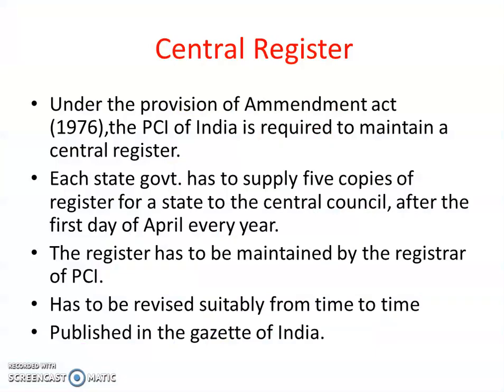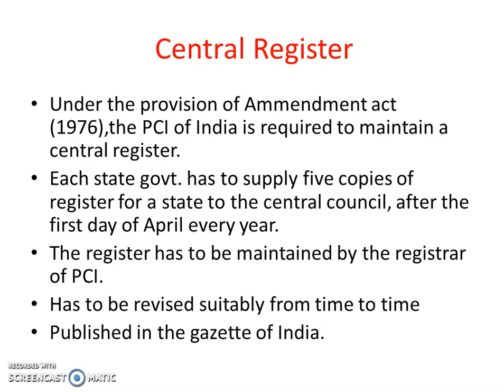So let's start with the Central Register. Under the provision of Section 15A of the Amendment Act 1976, Central Council has to maintain in a prescribed manner a register of pharmacists to be known as the Central Register, which contains the name of all persons whose names are entered in the register for the state.